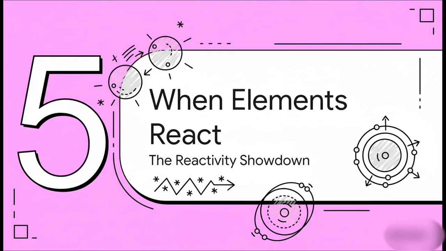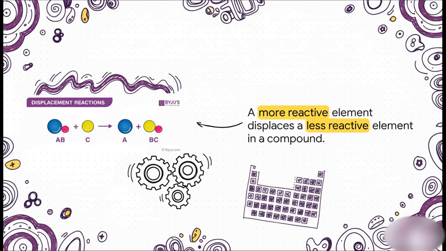Okay, so we've learned the rules of the map. We know the layout. Now for the final section. Let's put it all together and watch these elements go head-to-head in a real reactivity showdown. We're going to look at something called a displacement reaction. And the rule here is actually pretty simple. A more reactive element can basically just kick a less reactive element out of its compound and take its place, just like you're seeing in this diagram.